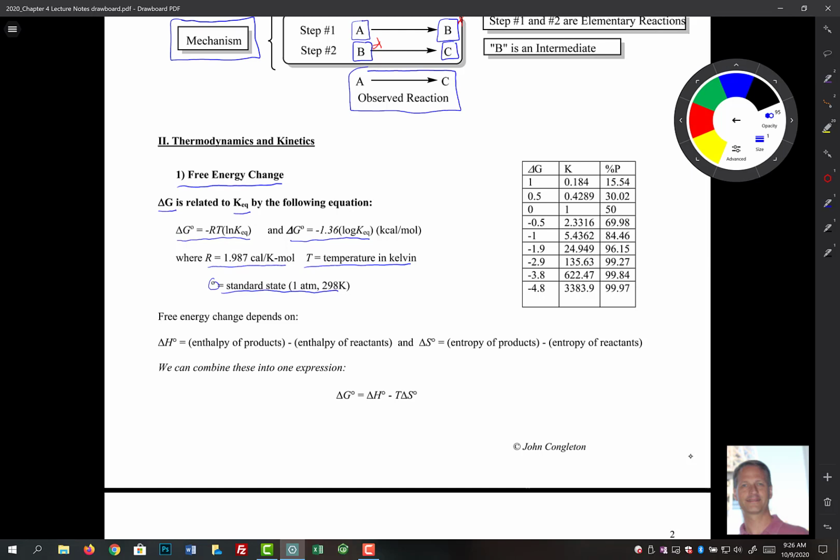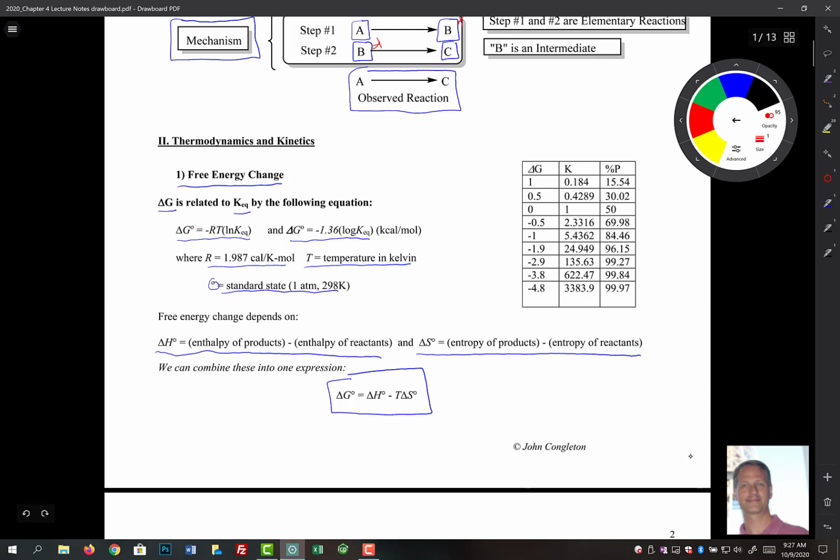Now, the free energy depends on a couple of things. Number one, your delta H, that's your enthalpy. And your delta S, which is your entropy. So we'll take a look at those in just a second, but the overall expression is delta G equals delta H minus T delta S.